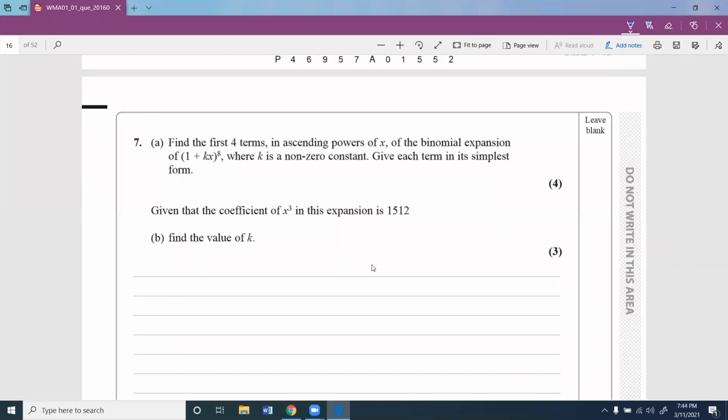Right. Then if you come up with this question, find the first four terms of the ascending power of x. Ascending power of x means the power of x should increase starting from 0. That is the binomial expansion of 1 plus kx to the power 8, where k is a non-zero constant, giving each term in the simplest form. Okay, so initially we work this out: 1 plus kx to the power 8.